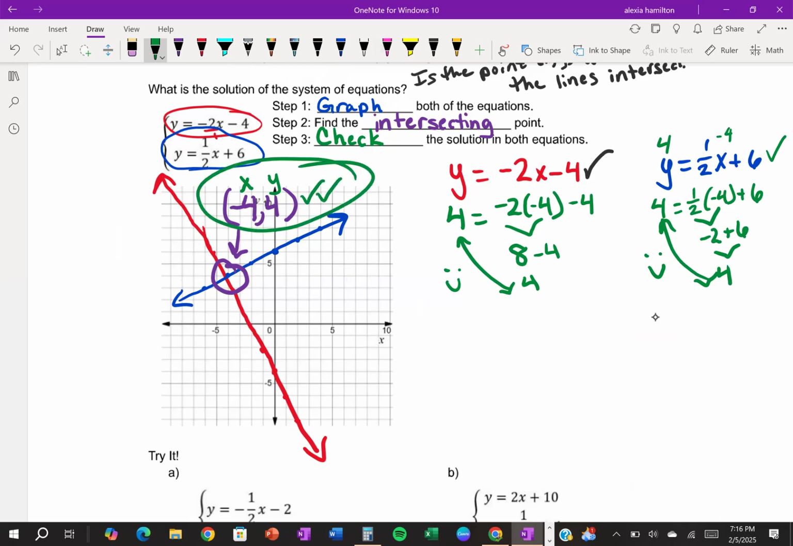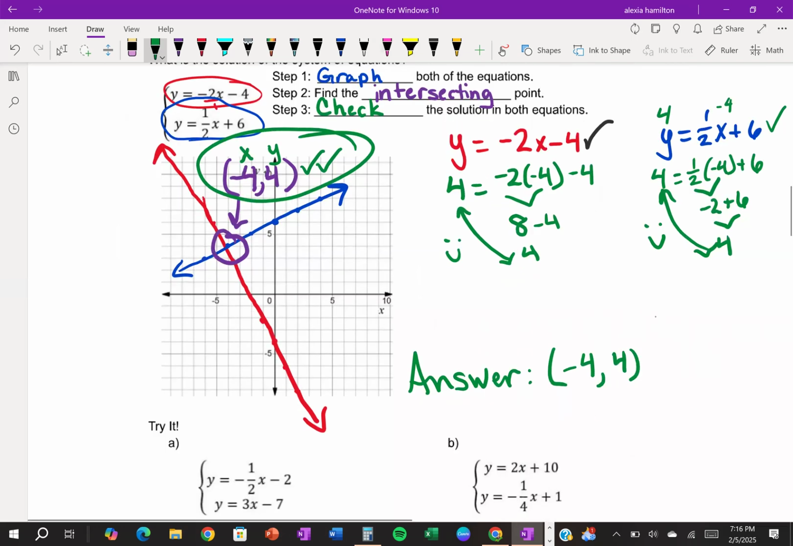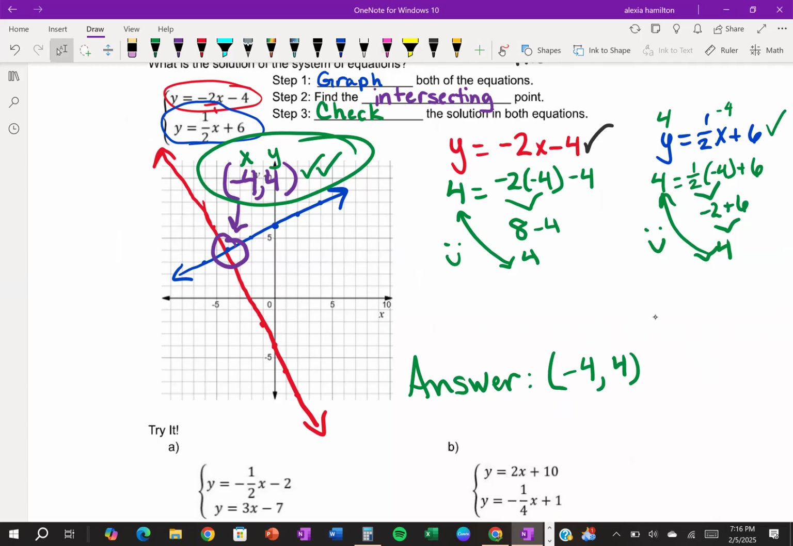So your answer is the point, and there's a couple ways I'll accept the answer. You could write your answer as the ordered pair. You could also write it just as your x and y values, so that we could say that x is equal to -4 and y is equal to +4, which gives you the same information.